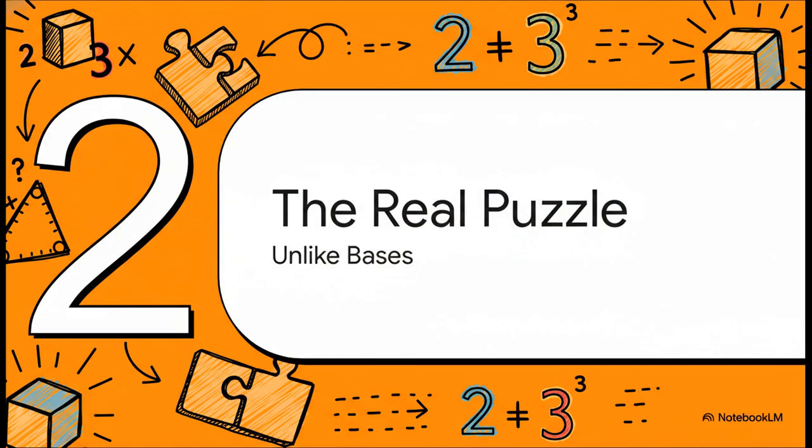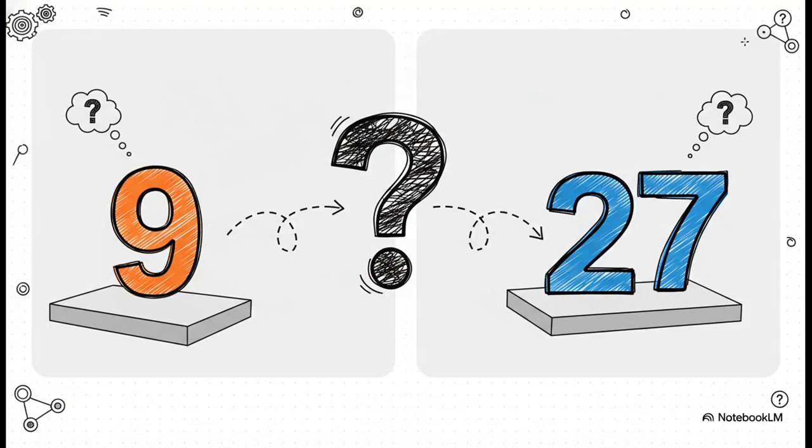Now, let's get back to the real puzzle, the kind of problem we started with, where the bases don't match. This is where the fun really starts. Let's go back to that original problem. We had a 9 and a 27. They're not the same, but the secret isn't that they are the same. It's that they can be made the same.